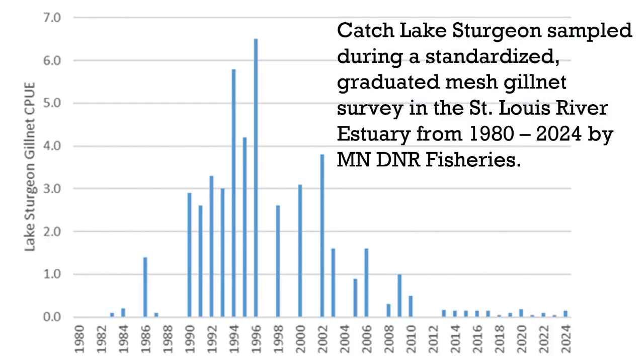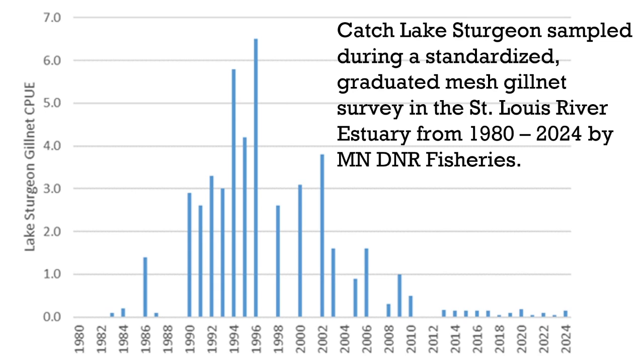I have another data set just from the St. Louis River estuary that shows exactly the same thing. You see these peak catches occurring in the late 90s and early 2000s and then dropping off rather rapidly as those fish stopped being stocked in the year 2000.